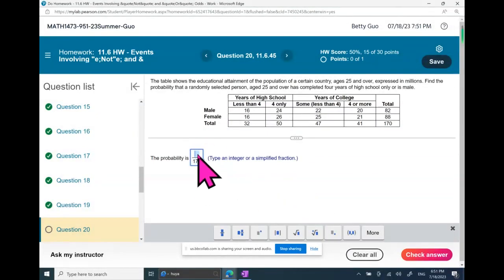So 170 is the denominator. Numerator is going to have three things. First thing, how many of them completed the 4 years of high school only? 50. Plus, how many of them are male? Male 82. Minus, how many of them are both? Male and high school only, 24. And then we simplify the numerator.